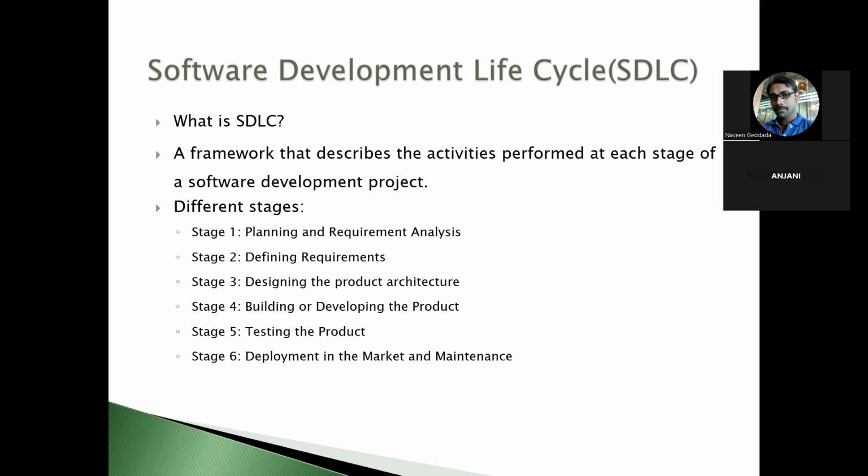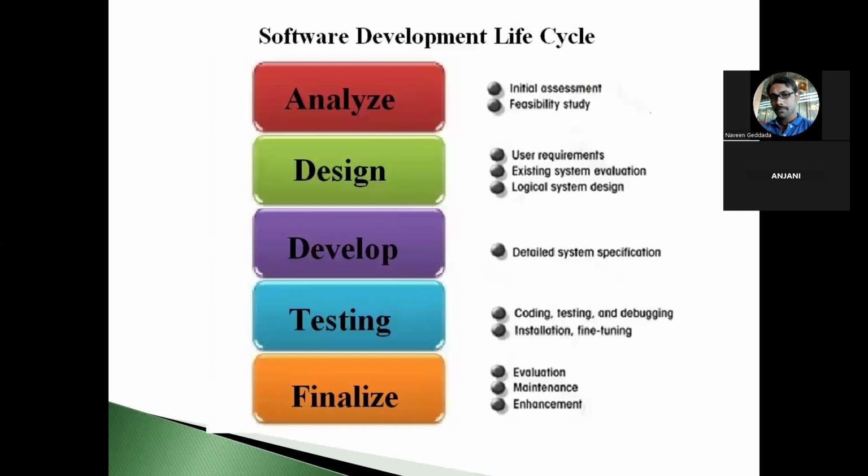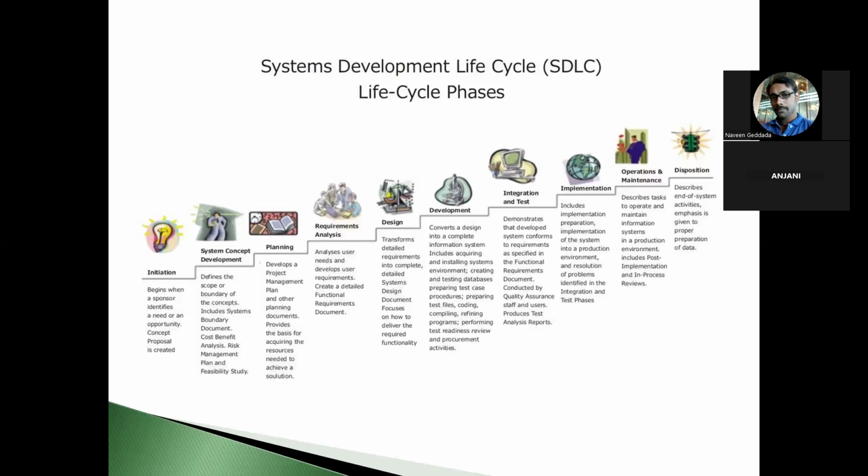And then stage four is building or developing the product, where the technical leads or the dev team will be involved to develop the features, I mean, to develop the requirements that we have shared with them. And then stage five, the QA team will be testing the product, and stage six will be deploying the product into the market. So this is the slide we already discussed, and this slide gives you detail on what happens at the different stages we have discussed in the SDLC process.